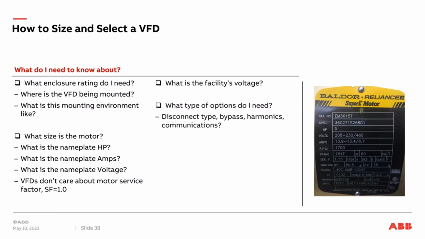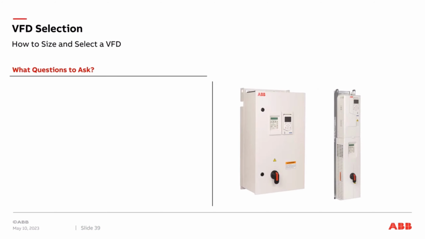What type of options do I need? A disconnect type, bypass, harmonic mitigation, and communications. These are all possible options you can buy with your drive. So some questions we can ask: what options do you need?